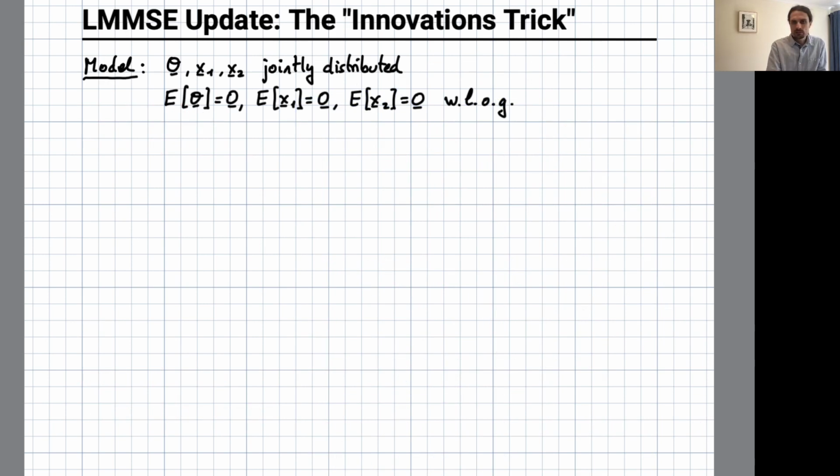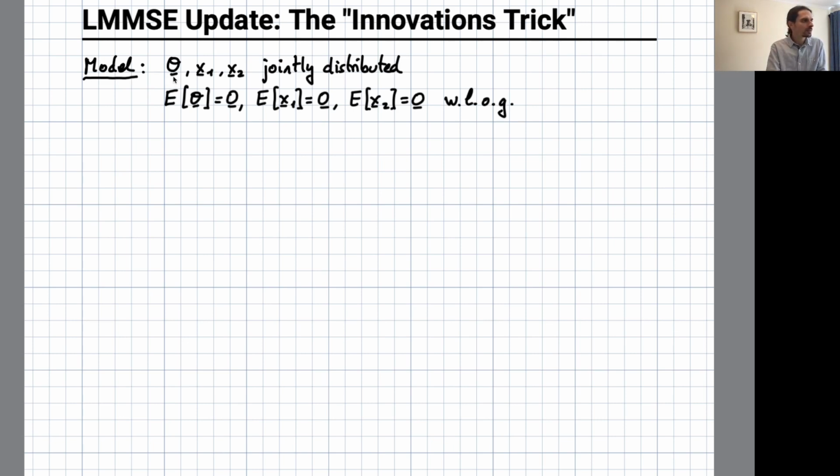In the first part of the lecture, we will see how to obtain LMMSE estimates in an online fashion. And in the second part of the lecture, we will apply those results to introduce the famous Kalman filter. So the key is to understand how one LMMSE estimate can be updated when more data is received.